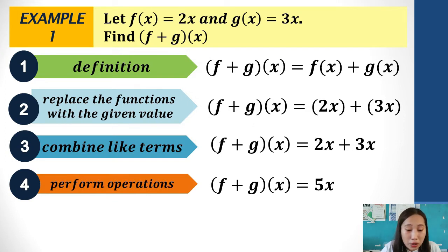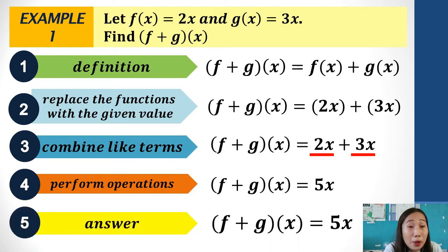So, ano ba yung operation na naka-indicate doon sa ating function na given? So, meron tayo ditong 2x plus 3x. So, i-add mo daw si 2x at si 3x. Paano nga ba mag-add ng algebraic term? Ang i-add mo lang yung kanilang numerical coefficient and i-copy mo lang yung literal coefficient. 2 plus 3 equals to 5 and then copy mo lang yung literal coefficient nila na x. So, ang answer natin ngayon is 5x. Ito na yung 5 steps natin kung paano mag-add ng functions.